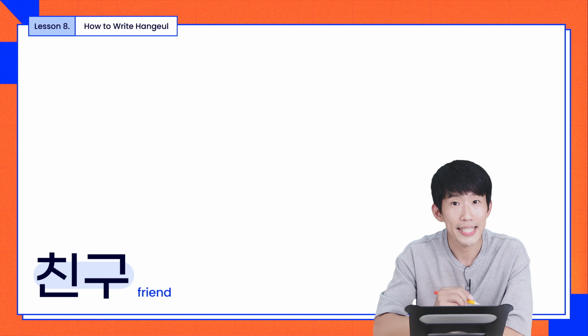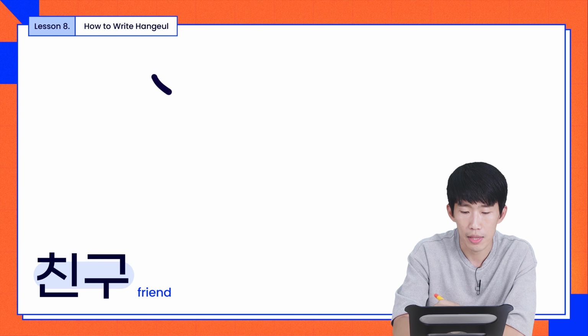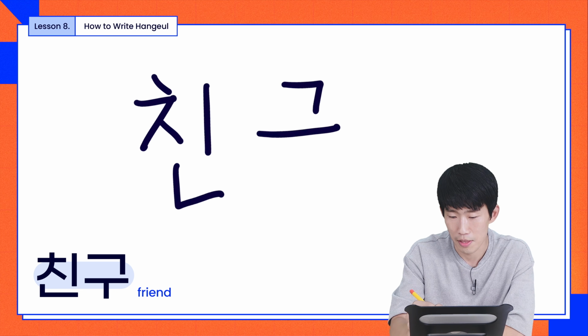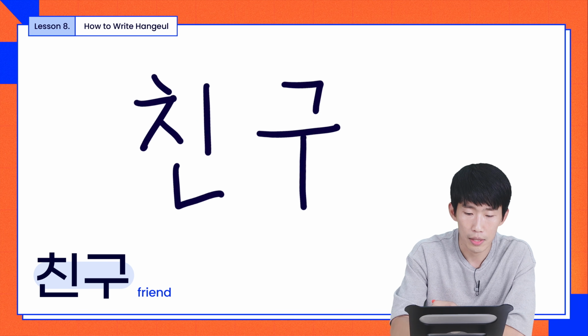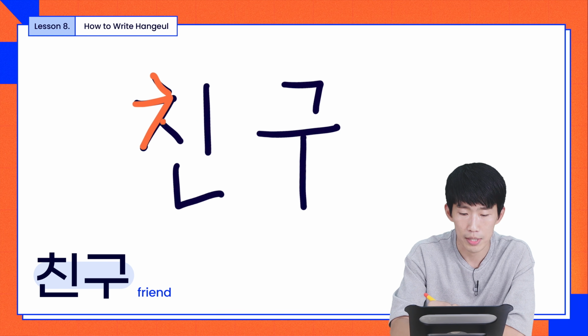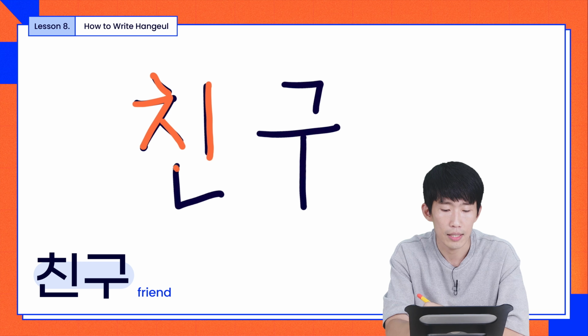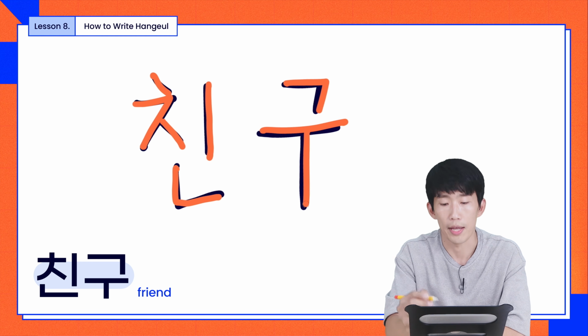Now, let's write 친구, 친구. What is 친구? A friend. So you write it like that, 친구. At this point, you can pretty much guess the stroke order of each word. So you write 친구 like that, this side first because that's one consonant, and then the vowel 이 and 니은, 친, and 구 like that.